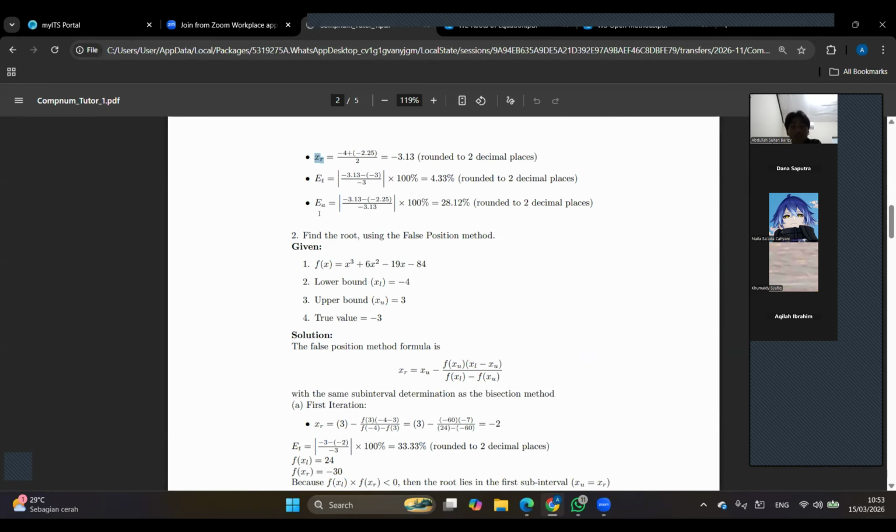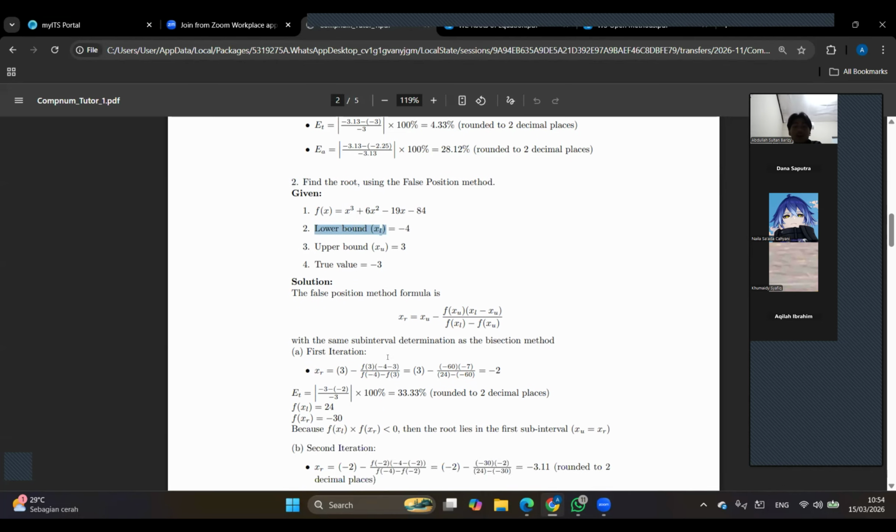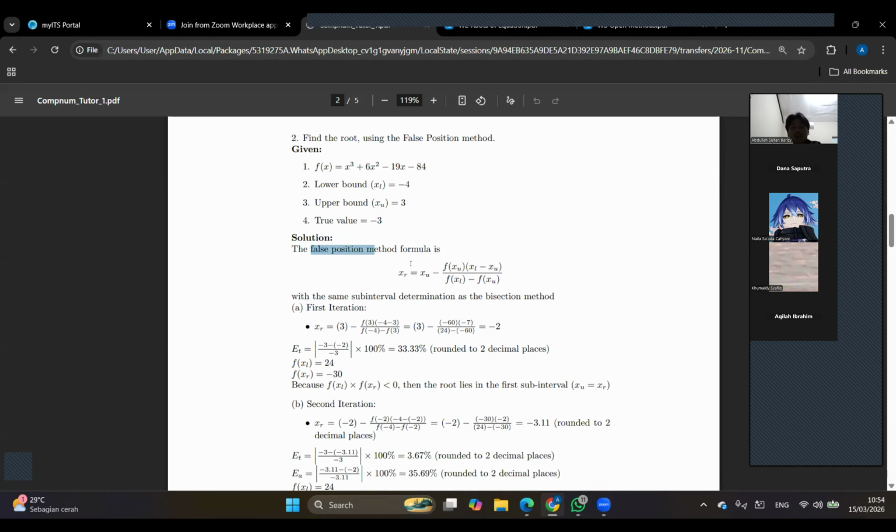Okay, we continue to the second question. We need to find the root using the false position method, or regula falsi. The function is still the same as the previous one. The lower bound is minus 4, the upper bound is 3, and the true value is also minus 3. For the false position, the formula is: xr equals xu minus fxu times xl minus xu, divided by fxl minus fxu.